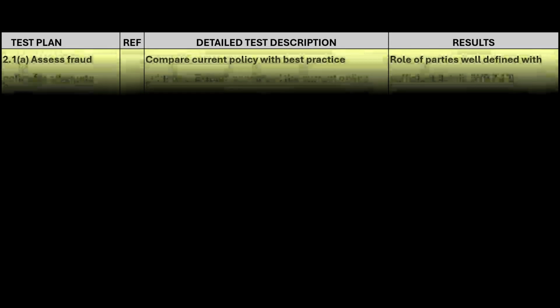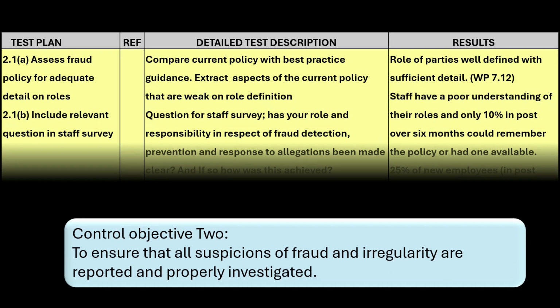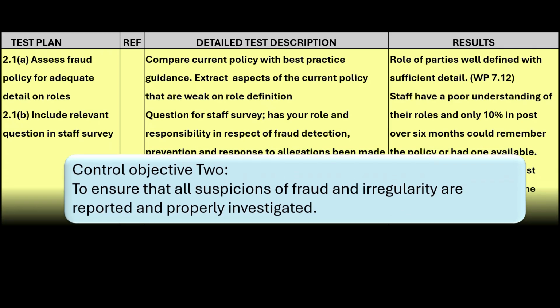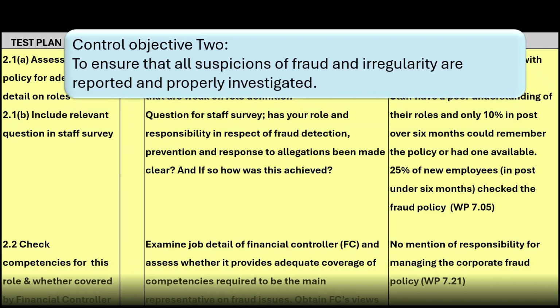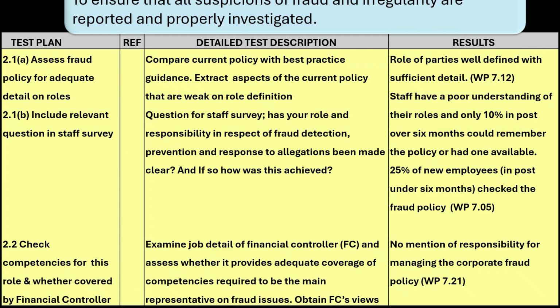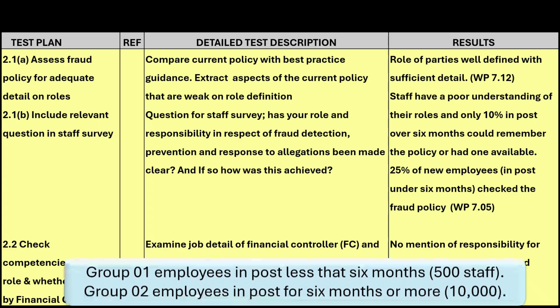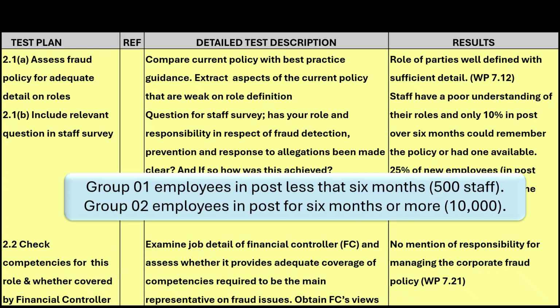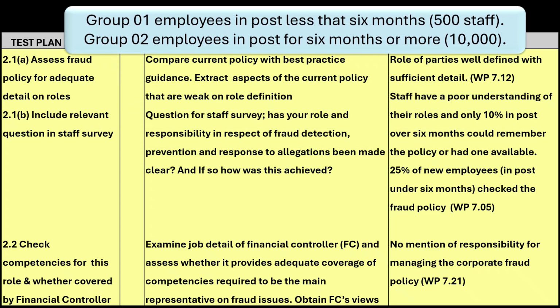We turn now to a test schedule for Control Objective 2, the corporate human resource database of 10,500 employees. The following tasks were carried out. HR database searched and sorted into 2 groups. 2 questionnaires were designed, one for the first group of new staff and the other questionnaire for the second group of employees, staff over 6 months in post.